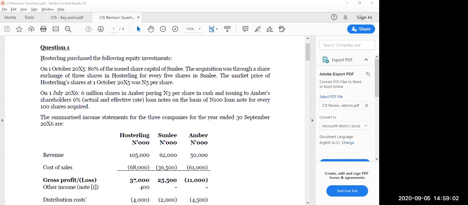In my head, I'm at acquisition. In my head, at acquisition, the objective is to treat goodwill. So I'm looking at the question. I start with the first line used in calculating goodwill, which is consideration transferred. And here they said that the acquisition was through a share exchange of 3 shares in Whole Sterling for every 5 shares in Sunly. That's clearly a share exchange. That means one of the forms of consideration transferred was a share exchange.